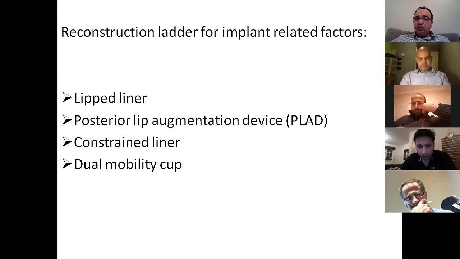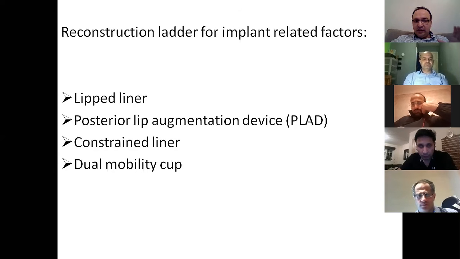Next measure could be to put in a device called PLAD, which is posterior lip augmentation device. Next step is a constrained liner. And the final one is dual mobility. And obviously revision hip replacement completely is the last resort. I doubt very much that examiners will go into any more details than this. There won't be time anyway, even if you've done the best thing by getting here. I think any further discussion is more post-exam fellowship standard. So I think if you get to this stage, you'll be fine.